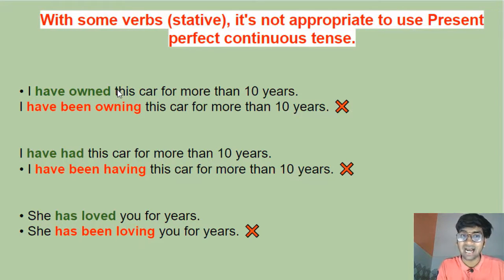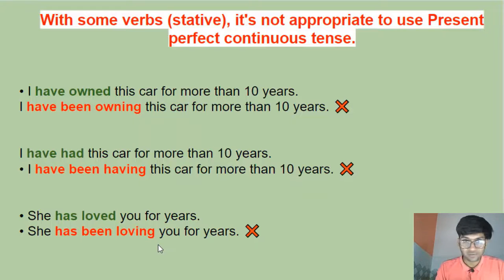It itself means I had it 10 years back, and still on this very day in the present, I have it, right? Similarly, we can say, I've had this car for more than 10 years. Have or own means the same thing, shows possession. But you cannot say, I've been having this car for more than 10 years. That is incorrect. One more verb, love. She has loved you for years. It itself means she loved you sometime back in the past and she still loves you. But you cannot say she has been loving you for years. Love is a stative verb. You cannot use it in progressive tenses.